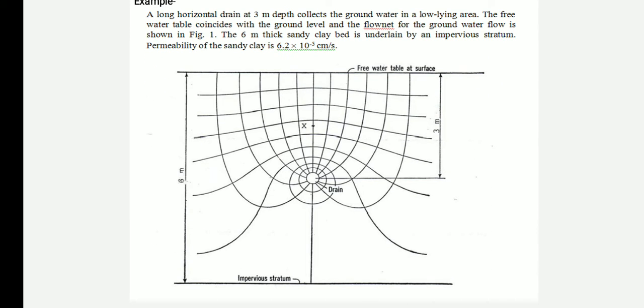Second example, a longitudinal horizontal drain at 3-meter depth collects the groundwater in the low lying area. The free water table coincides with the ground level, and the flow net for the groundwater flow is shown in the figure. The 6 m thick sandy clay bed is underlain by an impervious stratum. Permeability of the sandy clay is 6.2 × 10^-5 centimeter per second.